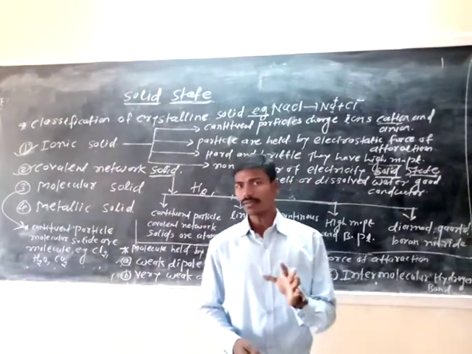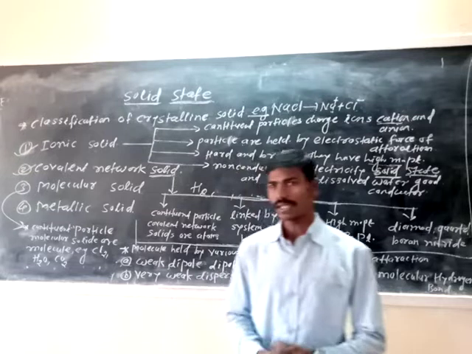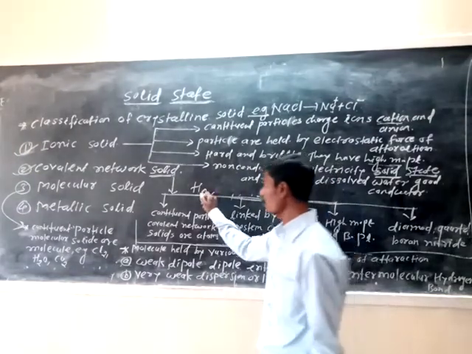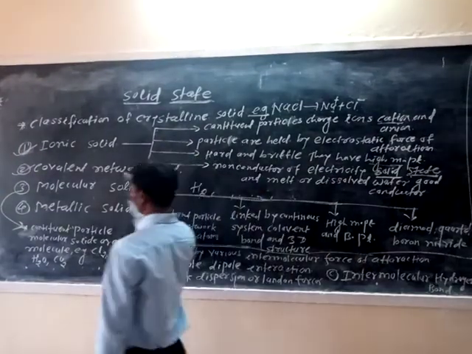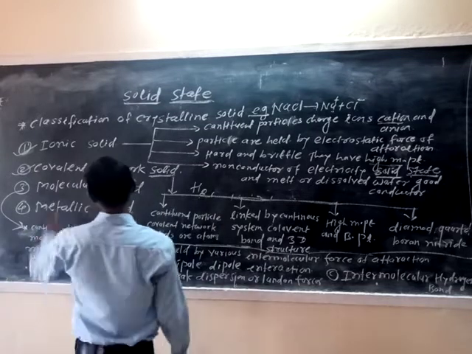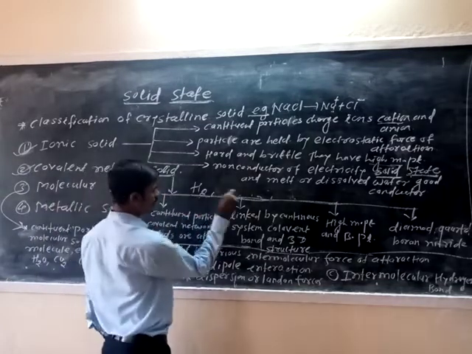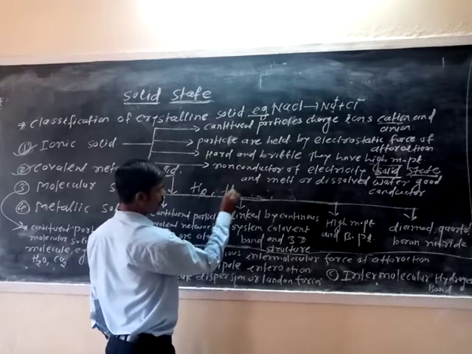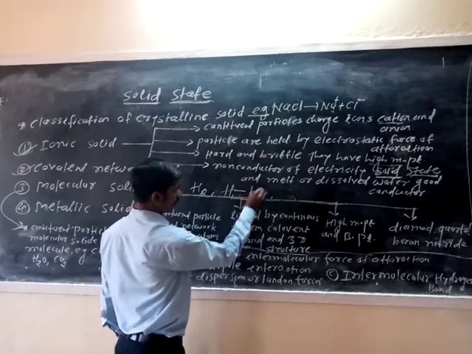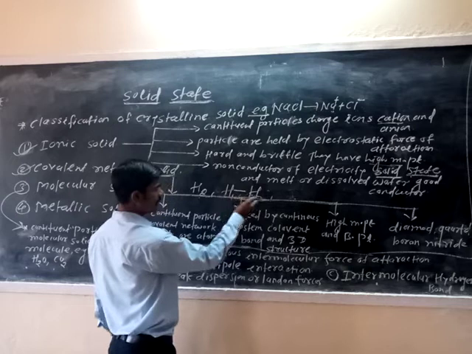Equal sharing of electrons, that is, the bond formed because of equal sharing of electrons is a covalent bond. And the covalent network solid, examples like H2 molecules. In the previous video, the H2 molecule formation is hydrogen and hydrogen with a single bond.